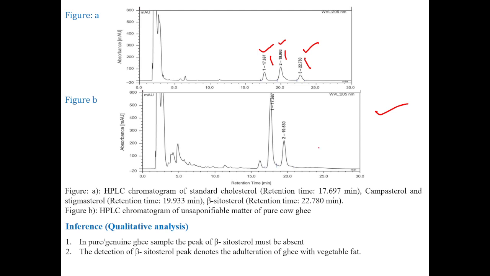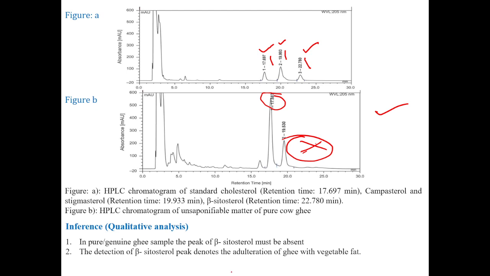So you have injected USM of pure cow ghee, and then the chromatogram is given here, and we can clearly see that the cholesterol peak we are having has a retention time of 17.687, which is near to 17.697. So this is the cholesterol peak, whereas no beta sitosterol peak is present in this case. So this is indicating that our sample is free from vegetable oil.